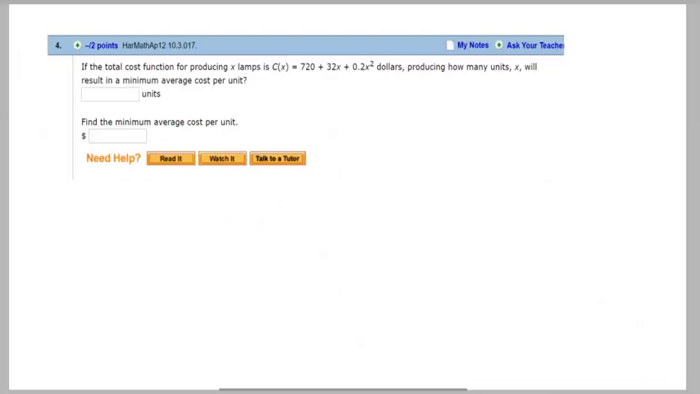Okay, next, what if we aren't given the function that we're supposed to analyze? In this one, it says the total cost function for producing x lamps is given, and then it wants to know producing how many units will result in a minimum average cost per unit. Okay, now careful with that. That's a minimum average cost. This is not an average cost function, that's a cost function. So we first have to build the average cost.